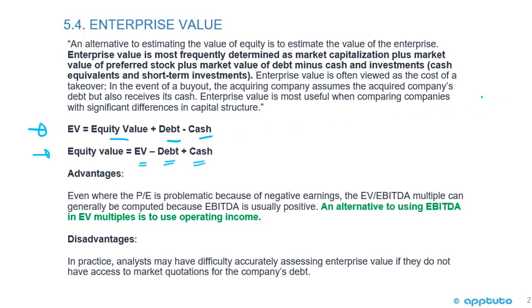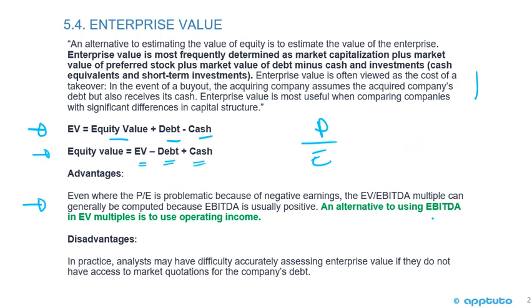So enterprise value is often viewed as the cost of a takeover. In the event of a buyout, the acquiring company assumes the acquired company's debt, but also receives its cash. Enterprise value is most useful when comparing companies with significant differences in capital structure. So the advantages are even where the PE is problematic because of negative earnings. Again, if there's negative earnings, you can't get a PE. All right. The EV/EBITDA multiple can be generally computed because EBITDA is usually positive.